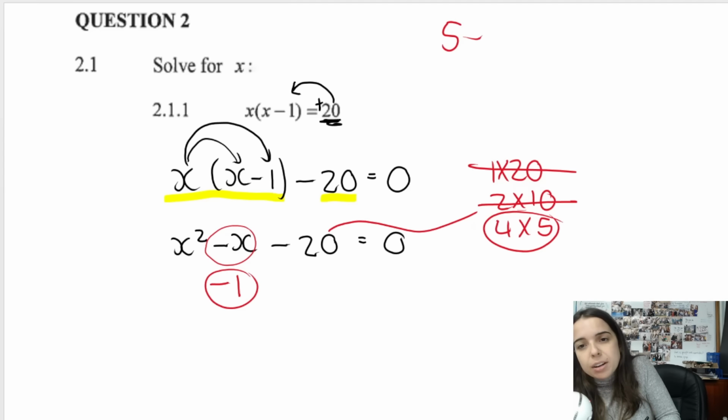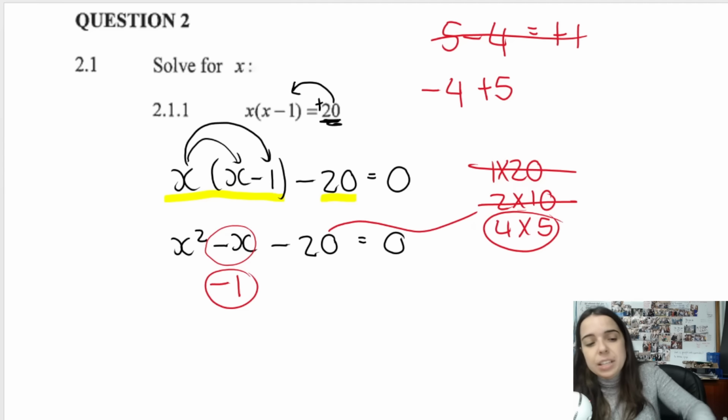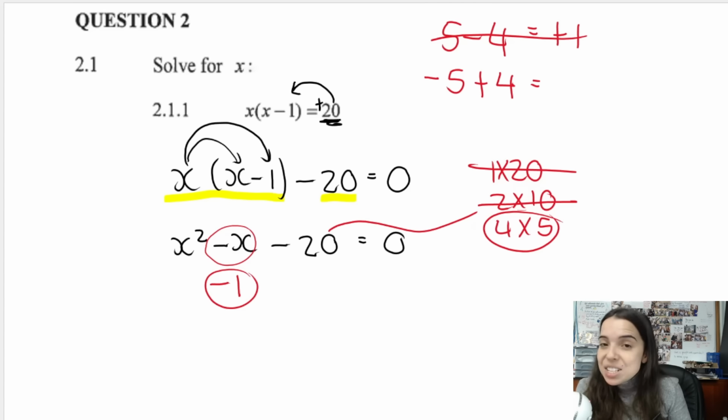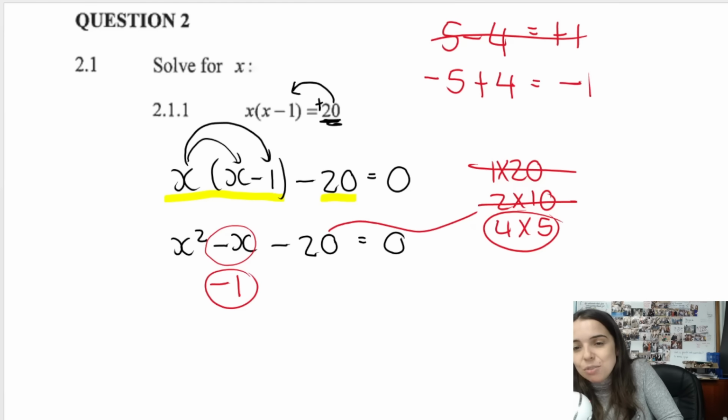So 5 minus 4 is not going to work because that gives me positive 1. That doesn't work. What about negative 4, positive 5? Yes, a negative 4 and a positive 5 will give me, no, that doesn't work either. That's the same thing. Oh my goodness. So let's try it the other way. A negative 5, a positive 4. Okay, negative 5 plus 4 will give me negative 1, which is what we want. And then negative 5 times 4 gives me negative 20, which is what we want.